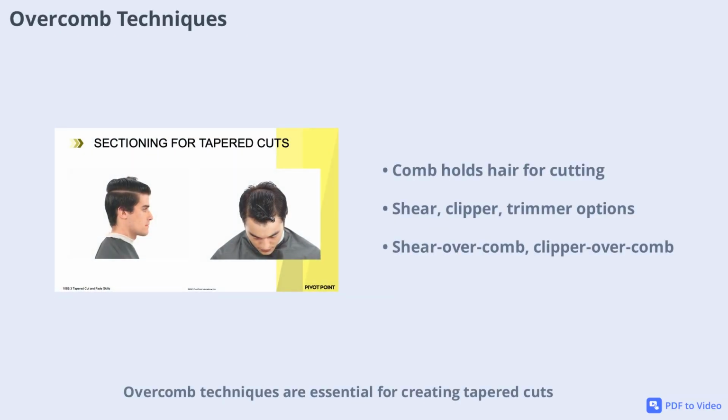Overcomb techniques are essential for creating tapered cuts. The comb holds the hair, and any lengths extending beyond the teeth are cut using shears, taper shears, clippers, or trimmers. Common methods include shear overcomb, taper shear overcomb, and clipper overcomb. Each technique offers a different level of control and finish, allowing you to tailor the cut to the client's needs. We'll break down how to use each tool effectively and when to apply each method for optimal results.